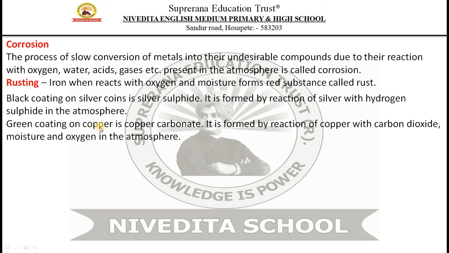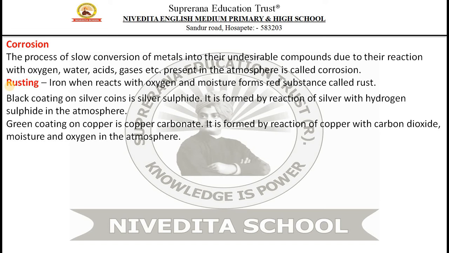Then a green coating on copper is copper carbonate. It is formed by a reaction of copper with carbon dioxide, moisture and oxygen in the atmosphere. Very important. We use different copper utensils at home, right? Some might be drinking water from copper cups, or they might have copper tanks. Maybe for puja we may use copper utensils. You can observe that after some days, the copper gets a green coating on the top, right?